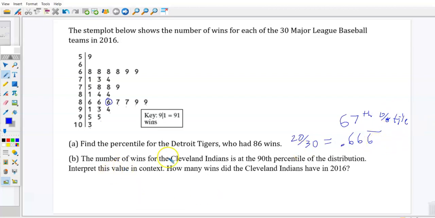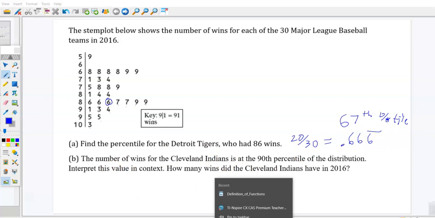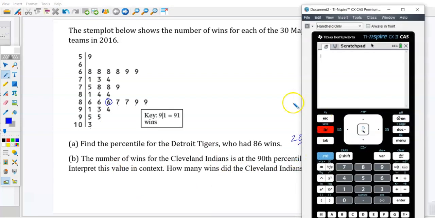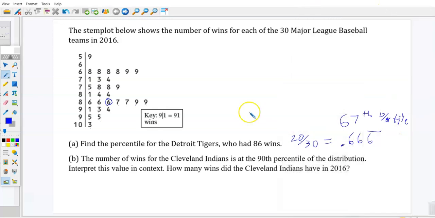Okay, so the number of wins. Get your calculator out. So we're going to say 90th percentile, there were 30 major league teams, so 0.9 times 30 is 27. So now we know that we want the 27th term here, so that means there are 3 that are higher. This would be the 27th term, so that represents the number 94. So 94 wins. Try to put it in context.